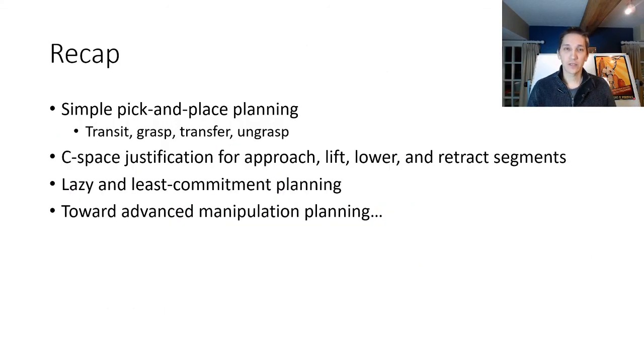So as a recap, we talked about simple pick and place planning. This involves the transit, grasp, transfer, and ungrasp phases. We also talked about this usage of the approach, lifting, and lowering and retracting segments of the pick and place planning process, and the C-space justification where these are getting you outside of very deep, narrow passages. We also talked about the benefits of using lazy and least commitment planning, and hopefully these will set the stage when we talk about more advanced manipulation planning later on in this course.